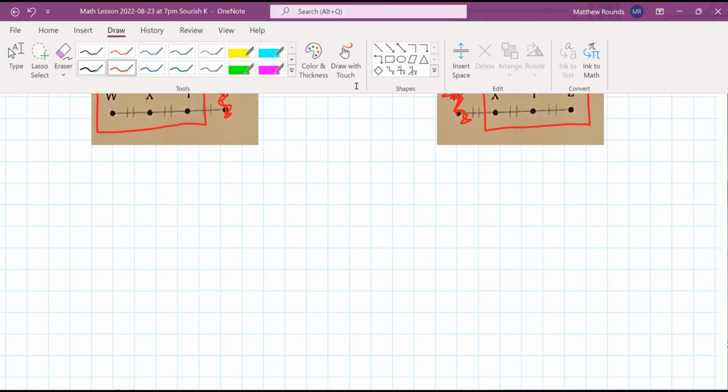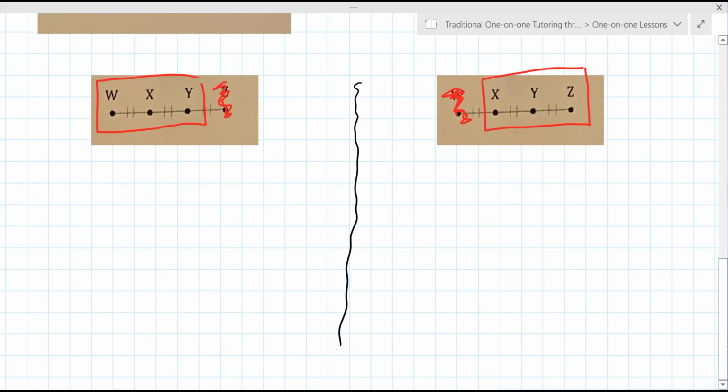Okay, so let's look at the one on the left. For the one on the left, what is the midpoint? Well, it's going to be Y. Nope, nope. Y is not in the middle. There's three letters here. X is in the middle. So X is the midpoint of what? What are the two outside letters? Right, X is the midpoint of Y and W.